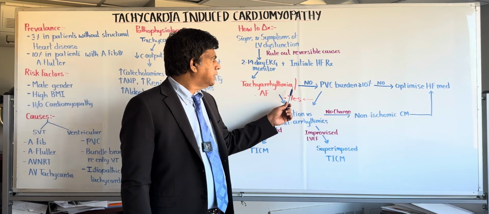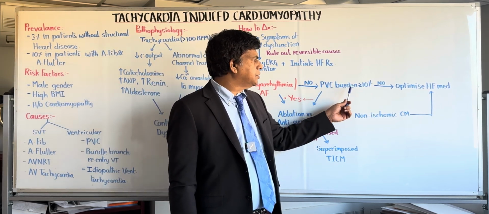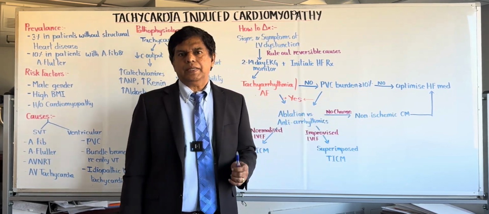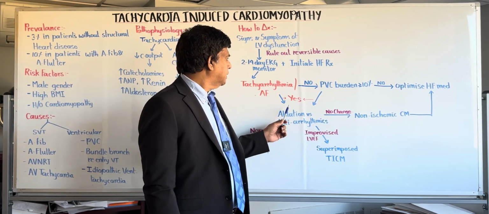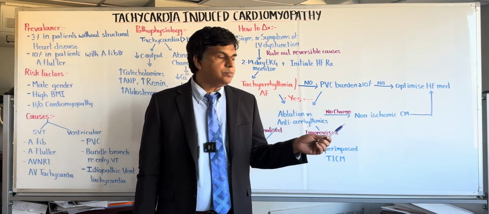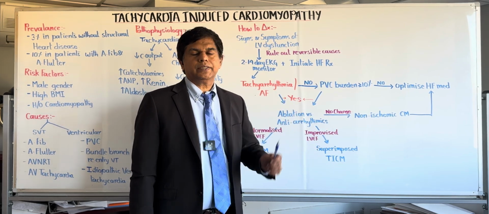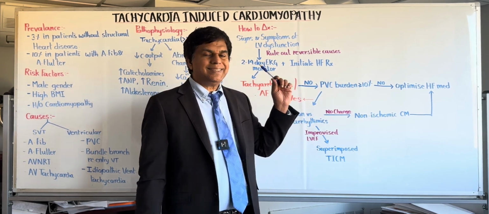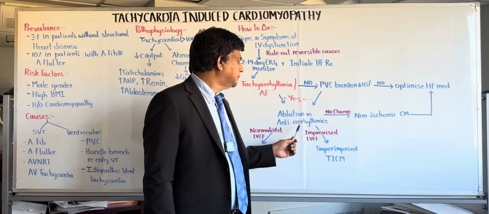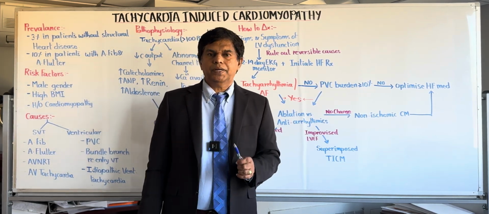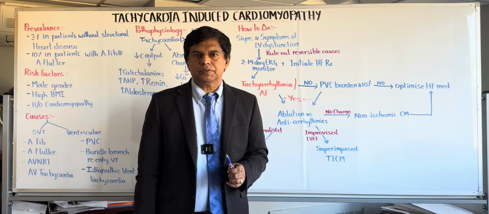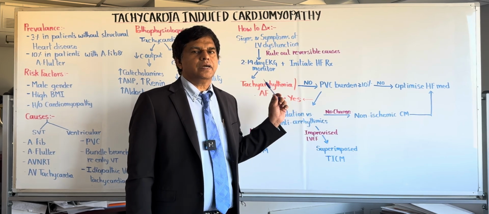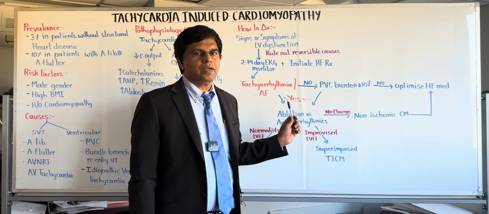So if there is tachyarrhythmia, with no PVC burden, less than 10%, you can optimize the heart failure medications. But if there is a PVC burden greater than 10%, then you have to think about ablation versus antiarrhythmic. You can do rate or rhythm control. So again, more than 10,000 PVCs, that's the word. And the good part of this is that it is reversible. Don't forget it. It is reversible. If you do all this treatment and correct the heart rate, it will come back to normal.